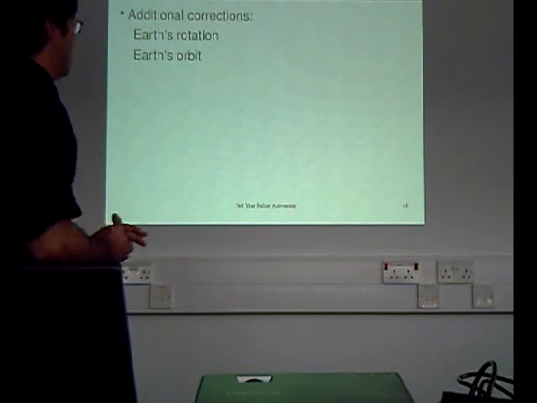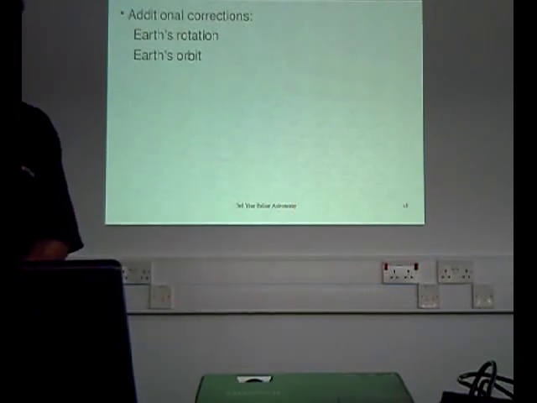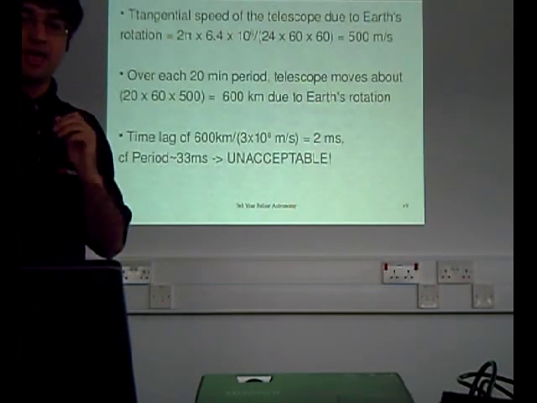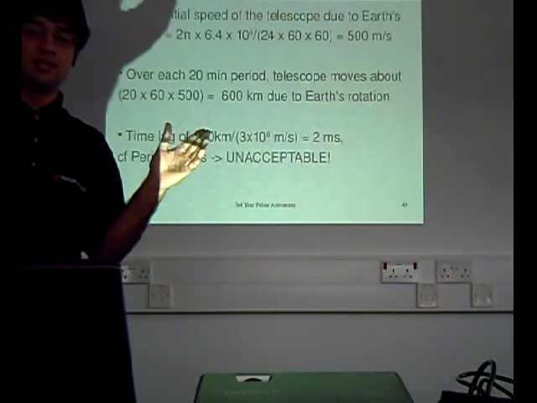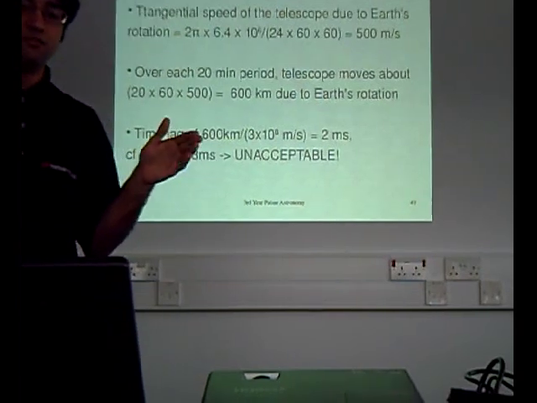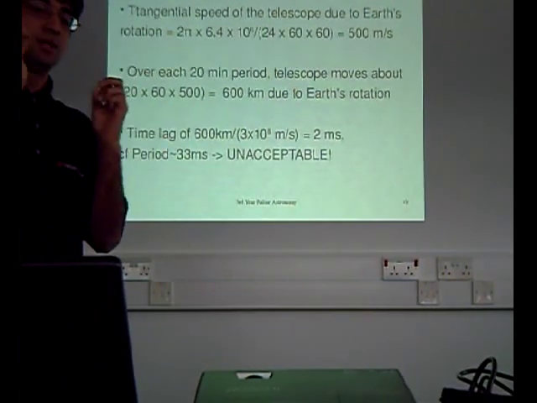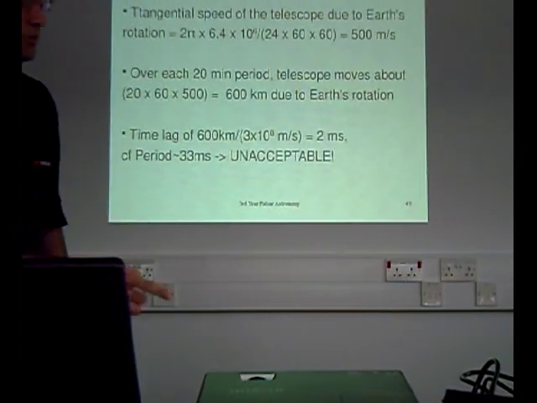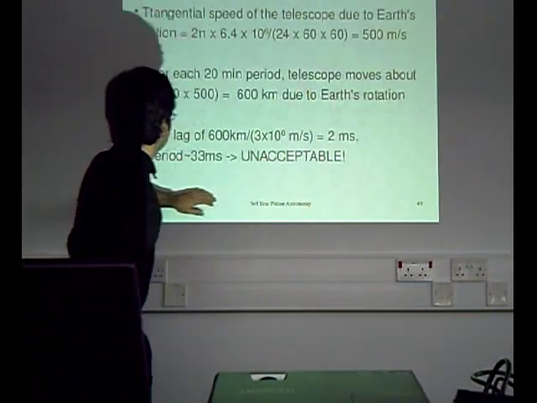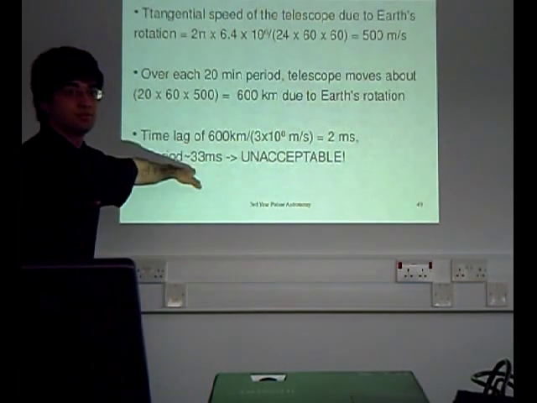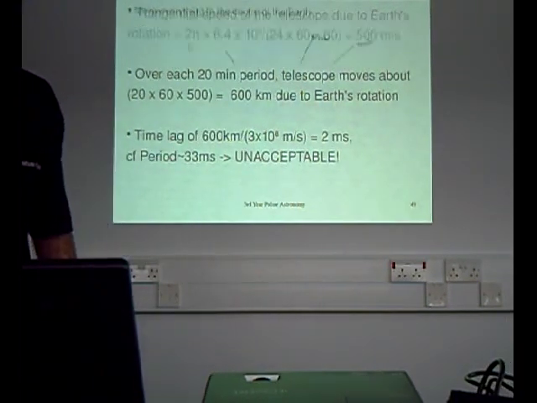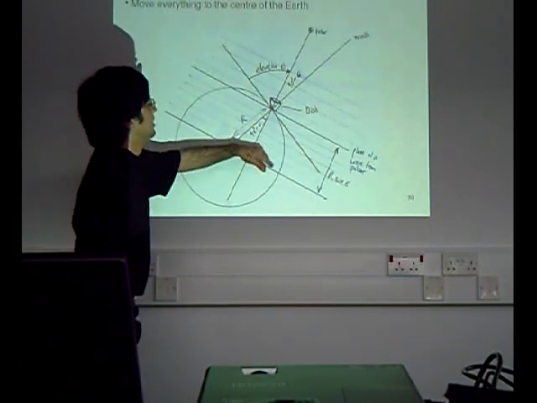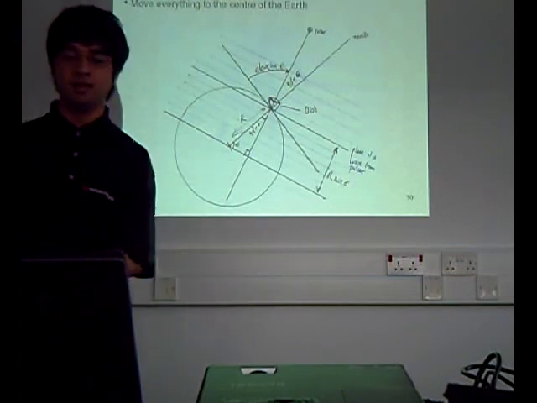Now I should mention we did additional corrections because the Earth is rotating. So every 20 minutes, between those 20 minutes, six pulses, the Earth moved 600 kilometers basically around itself. So the telescope moved 600 kilometers. And that would introduce a time lag of 2 milliseconds, which is unacceptable because our period is just 33. So we had to move everything down to somewhere. We moved it to the center of the Earth basically, and pretend that every calculation was done from there.